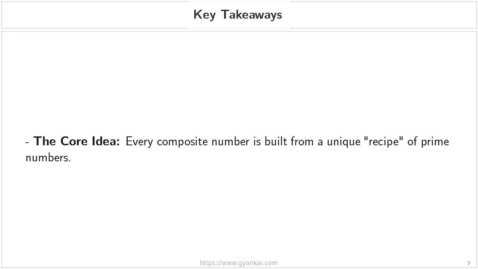Key takeaways. First, let's revisit the core idea. Think back to our analogy of chemical molecules. Just as we discussed, every composite number is built from a unique recipe of prime numbers. These primes are the essential building blocks that make up the number.